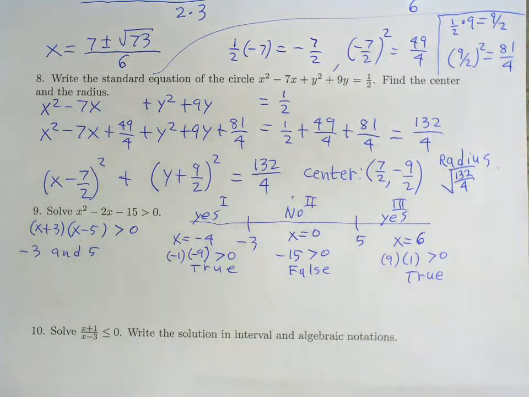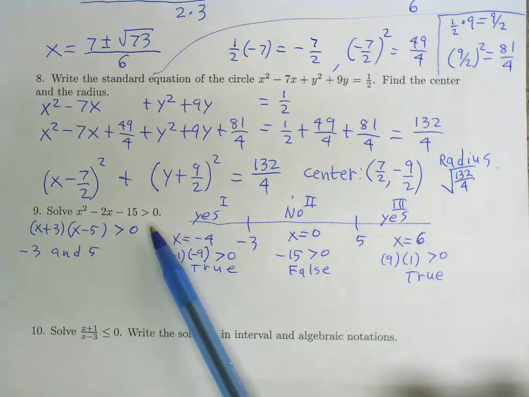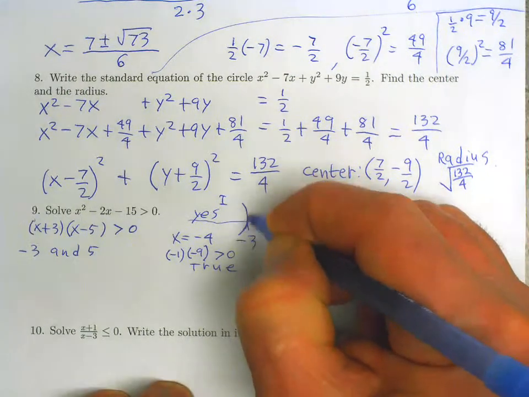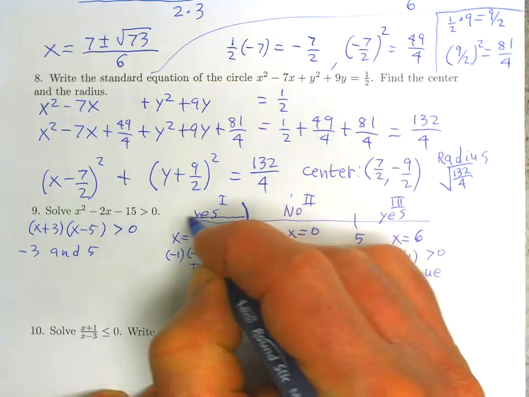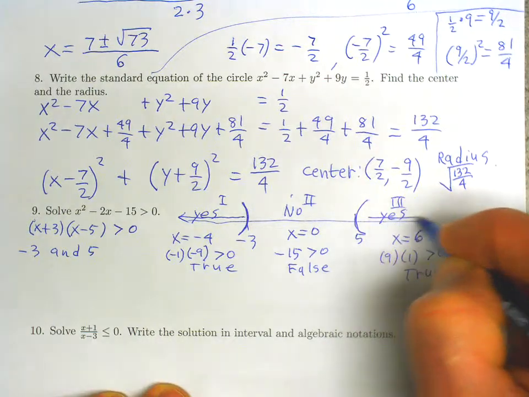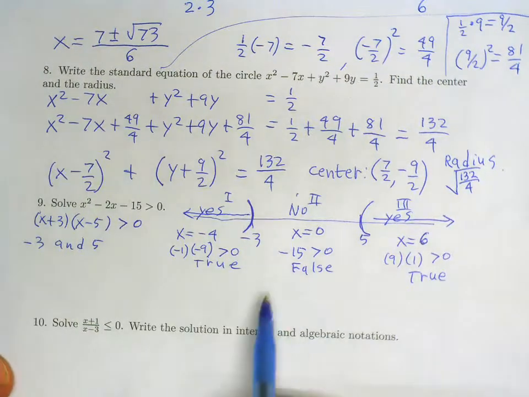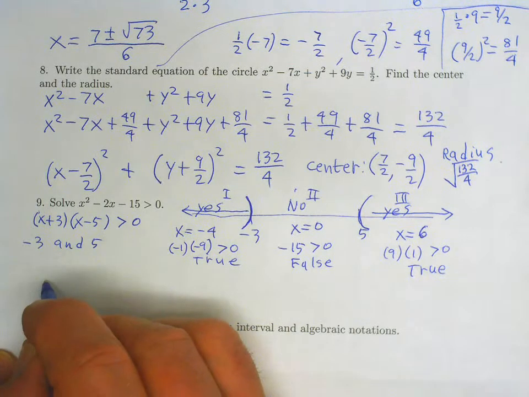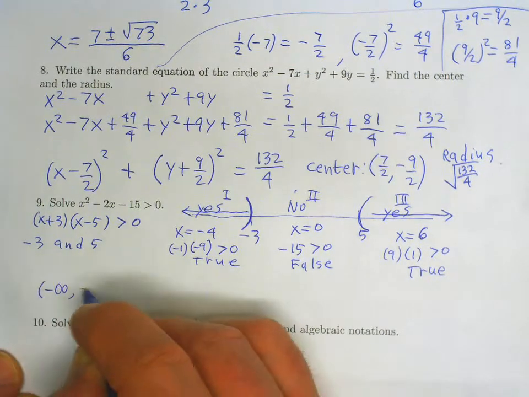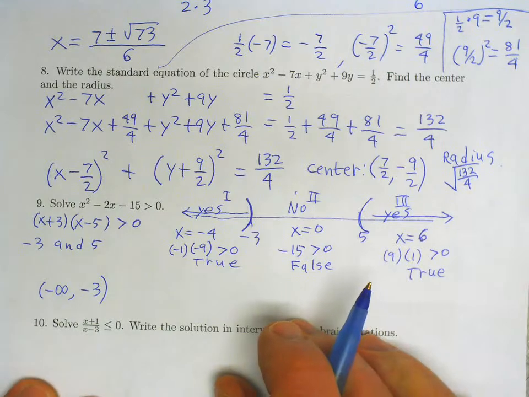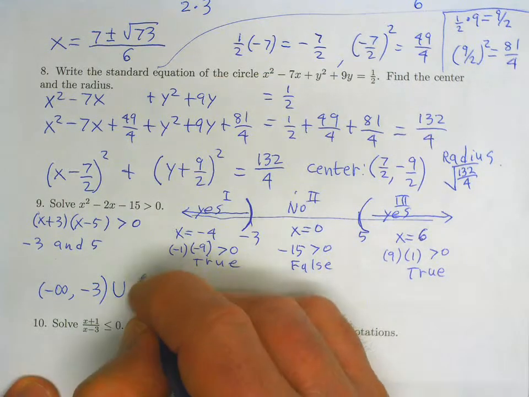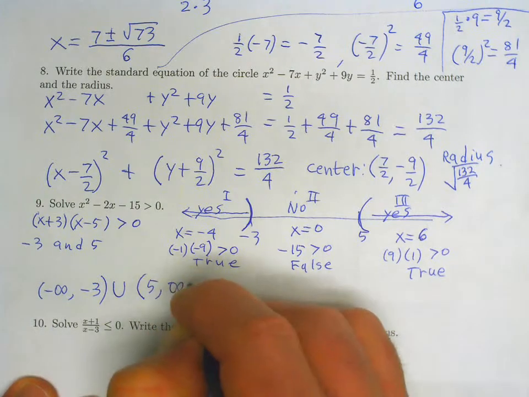We exclude the endpoints because the inequality does not have the or equal to part. Graphically, we put a parenthesis at those endpoints. Okay, the interval notation for this part of the number line is negative infinity, comma, negative 3, parenthesis. And then the union symbol, the other part of the number line is parenthesis 5 comma infinity.